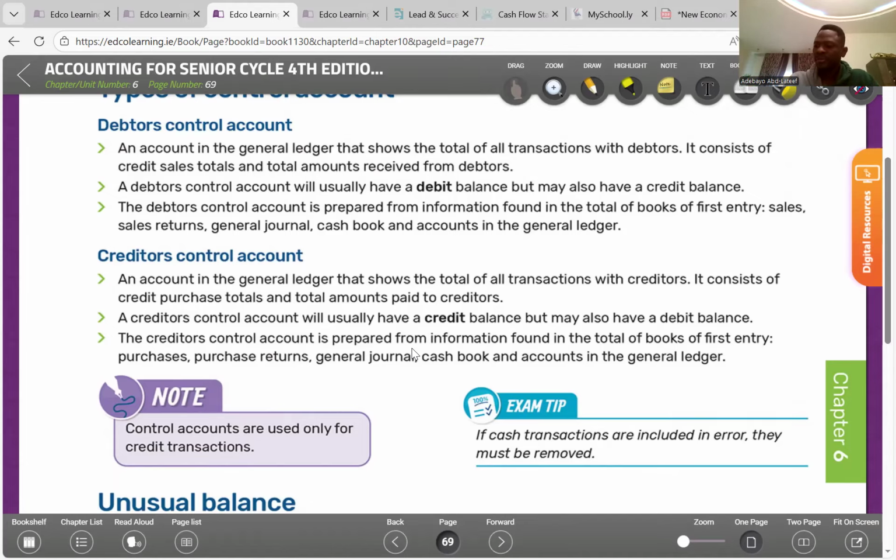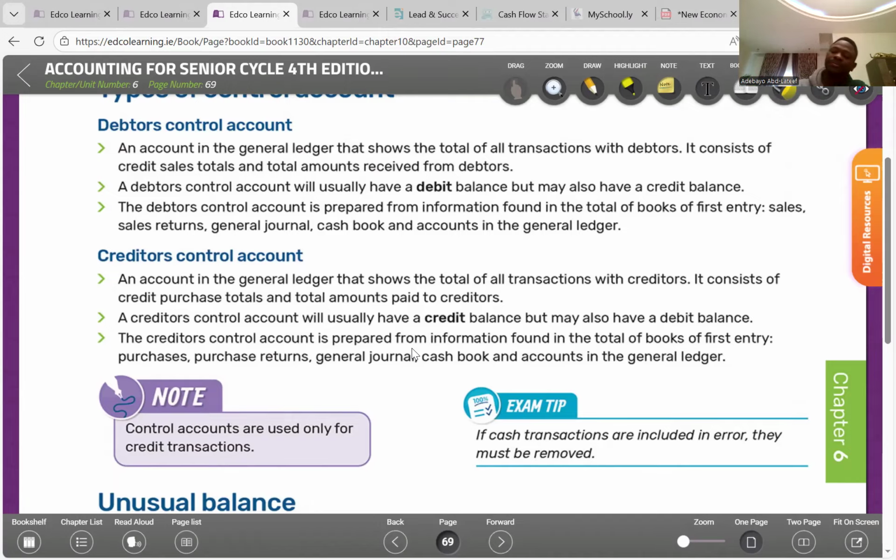Is it clear? You usually have a credit balance, but may also have a debit balance. Your creditors control account is supposed to have a credit balance, but sometimes it could have a debit balance. A situation that might make it have a debit balance could be that you have overpaid your supplier, or you paid your supplier and you actually returned the goods you paid for. So that means your supplier is owing you, and if your supplier is owing you, it's going to have a debit balance.